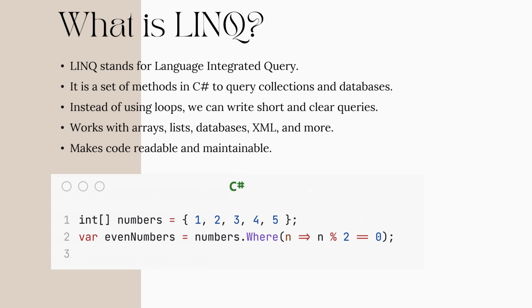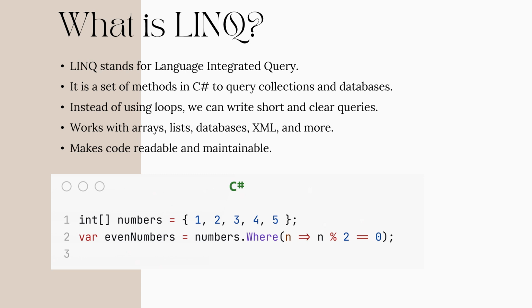Okay, so let's talk about LINQ. So what's LINQ? Imagine you have a list of numbers and you want to find all the odd or even numbers in it. Normally, you'd write a loop, check each number, and add the even ones to a new list. But here with LINQ, you can do this in just one short line.